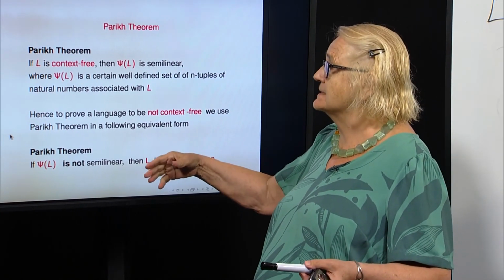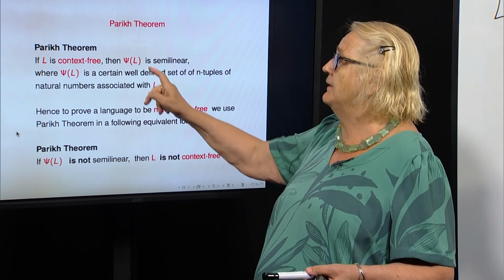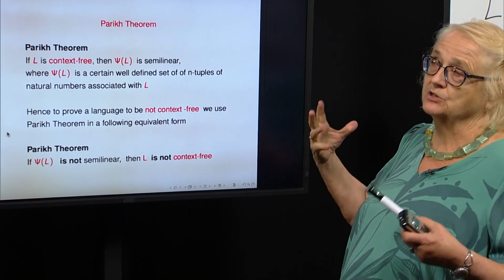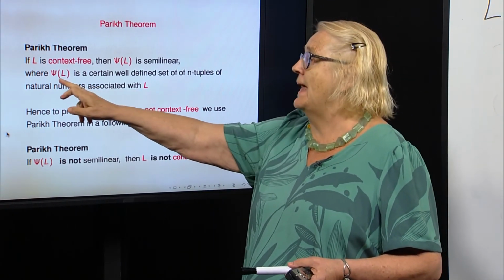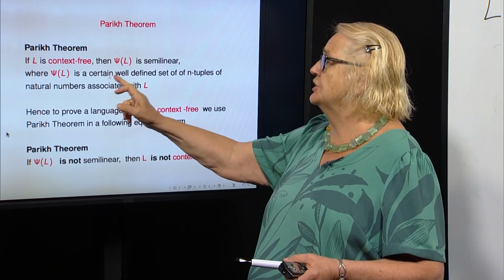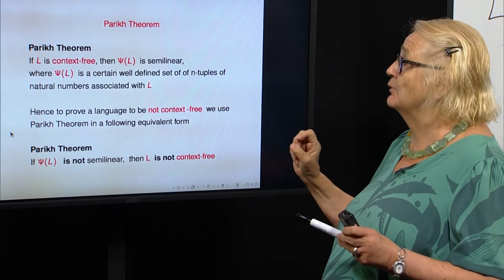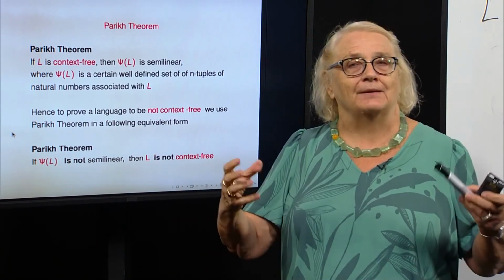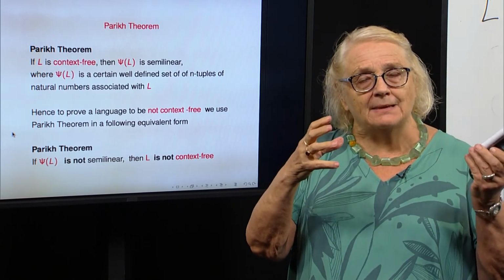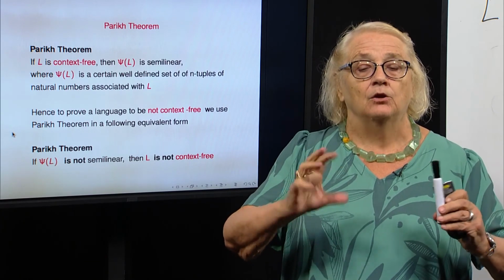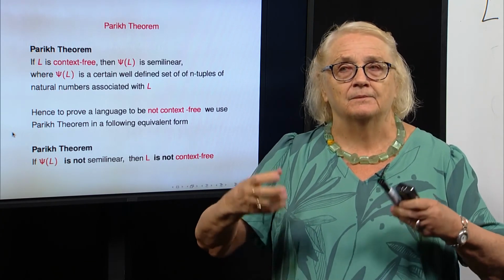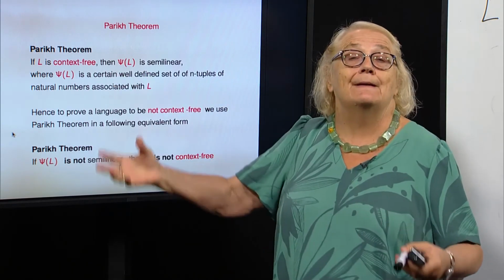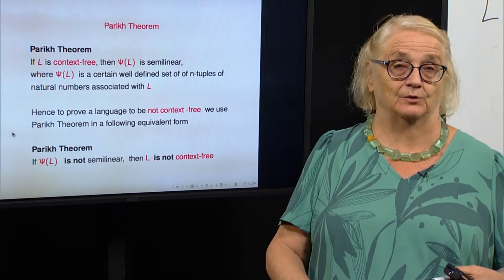So the Parikh theorem says that if L is context-free, then you construct something, theta L, which is semi-linear, with a certain property, where theta L is a well-defined set of n-tuples of natural numbers associated with L. Of course, I am not going to go into details, but it makes a connection: you have a context-free language, and you have a constructive, well-defined method associating certain tuples of natural numbers with it.